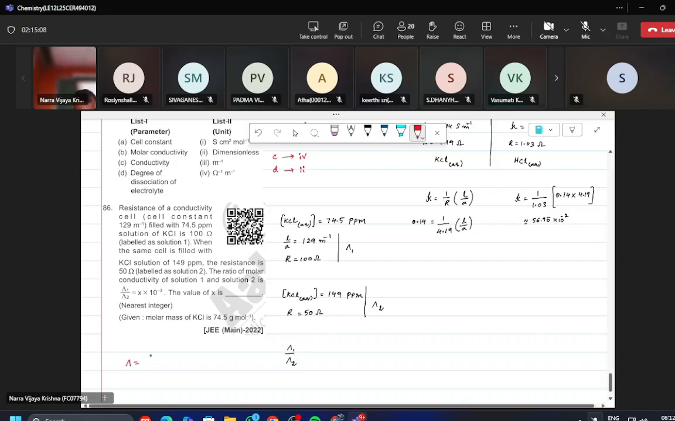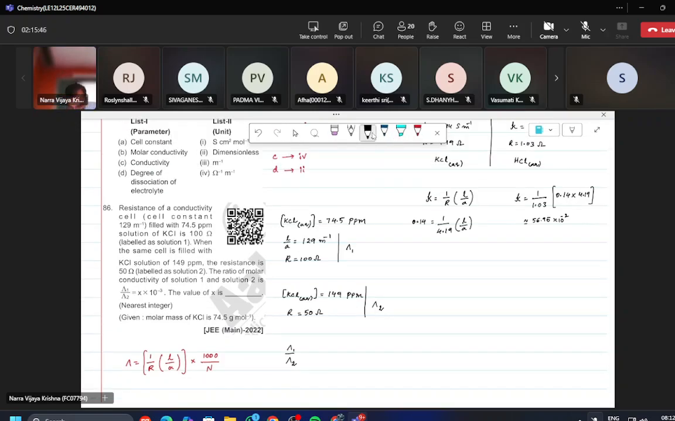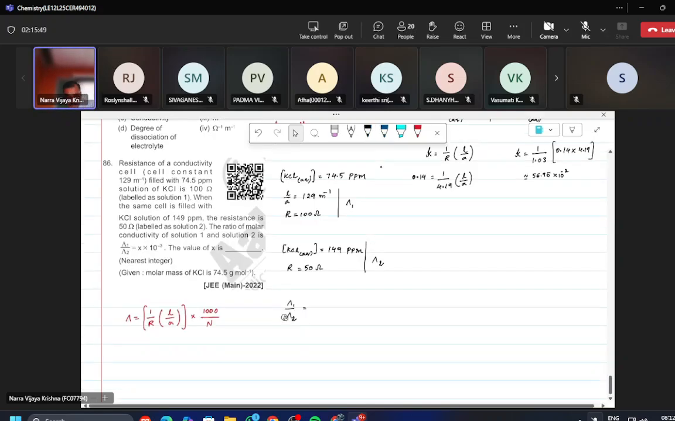Lambda equal to, what is kappa? 1 upon R into L by A, into 1000 upon concentration of solution. Right? Whatever they have given, I will substitute because you want the ratio only. Or I will write divided by normality because I have taken equivalent conductance. Clear? Now what is that value? Directly I am taking the ratio.